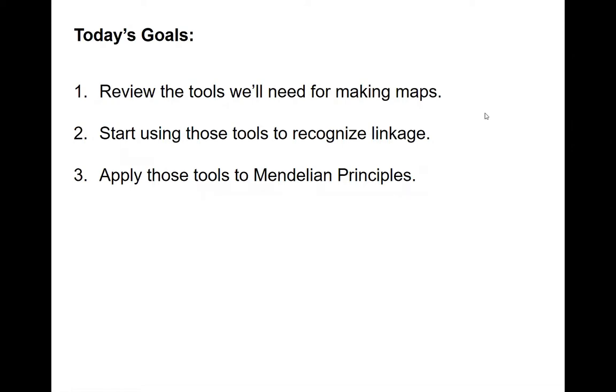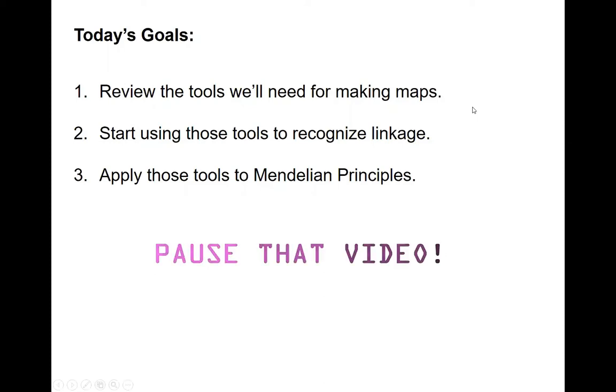And along the way, you may see some screens where it will say, pause the video. So this is your chance to go ahead and, as it says, pause the video and work out some problems that you'll be prompted on.